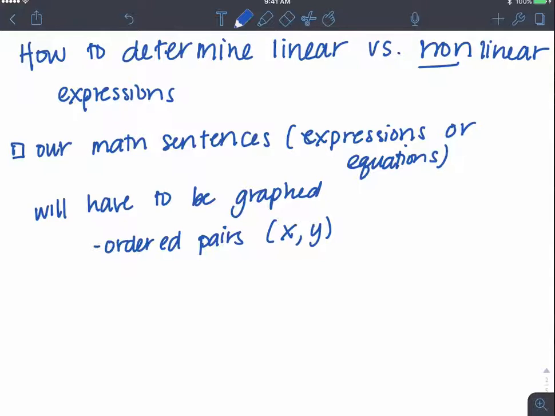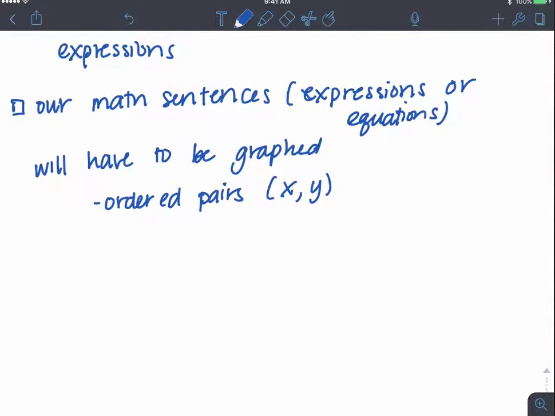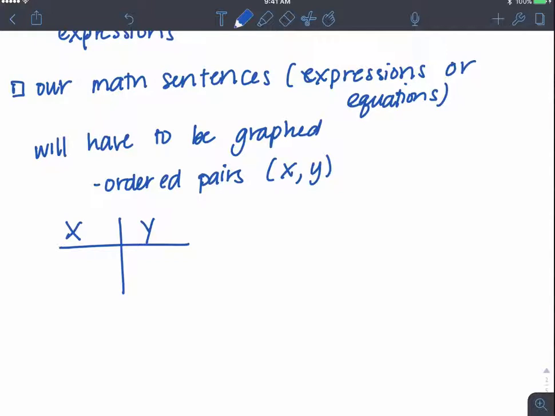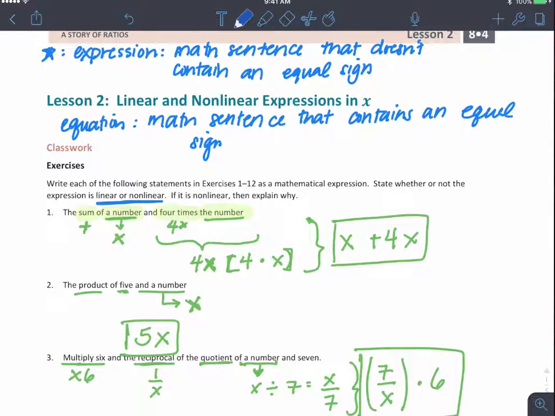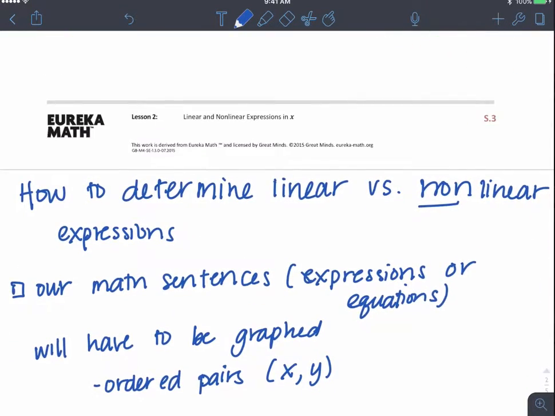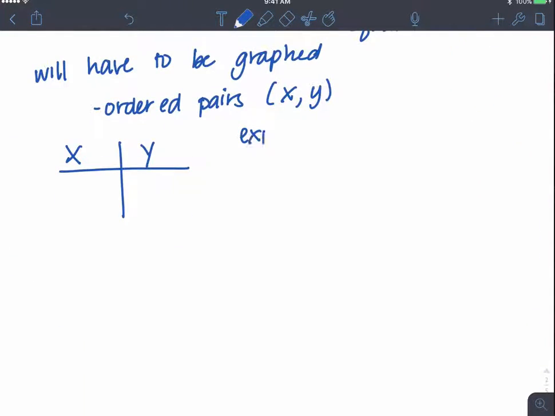Okay, and you should have graphed something before, where you have a table of x and y values, right? So just to give you a simplified version of this, let's take our first expression, which is x plus 4x. If our expression is x plus 4x, you should be able to find what our output value is, or our y value, if I have a number of x values.